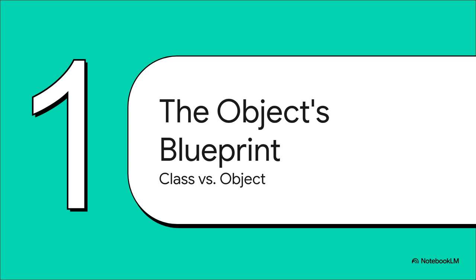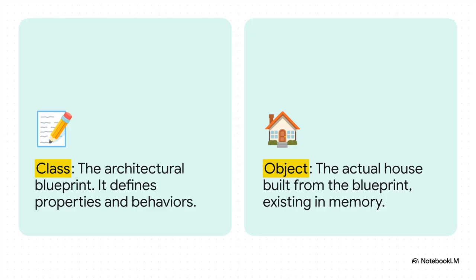Okay, first things first. Before you can build anything, you need a plan, right? In C++, that plan has a very specific name, and it's absolutely crucial you don't mix it up with the final product. Let's make this simple. A class, that's the architectural blueprint for a house. It spells out where the rooms go, the number of windows, all that stuff. But you can't live in a blueprint. An object, on the other hand, is the actual house built from that plan. It's real. It exists in memory. And here's the cool part. You can build a whole neighborhood of objects all from that one single class blueprint.